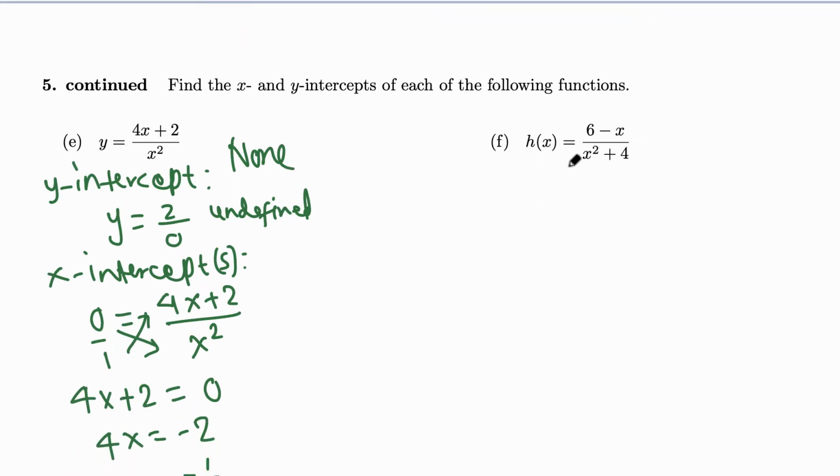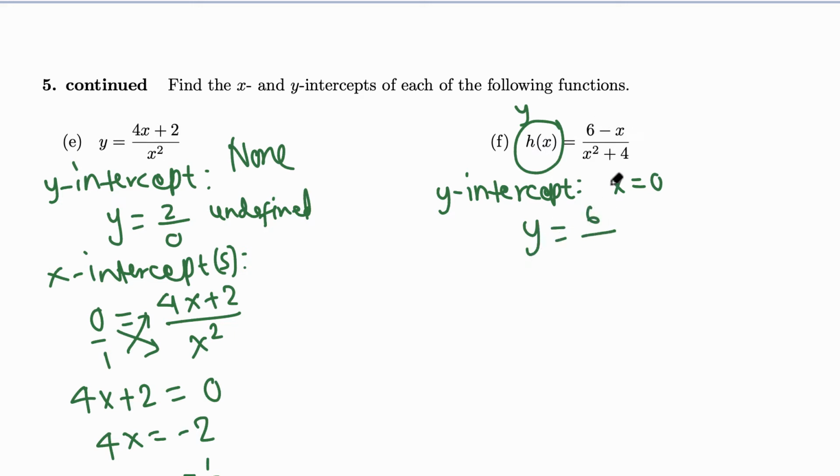Here in part H, the function is given, this is just y, equals (6 minus x) over (x squared plus 4). So to find the y-intercept, x = 0, so y equals (6 minus 0) over (0 plus 4), that's 6 over 4, which is 3/2. So the y-intercept is 3/2. That means we write it this way: x = 0, y = 3/2.